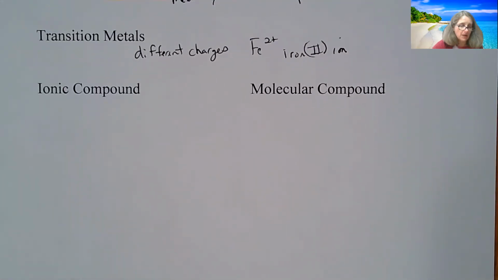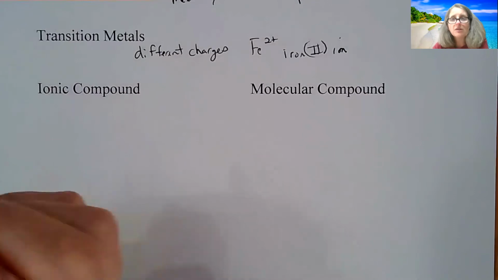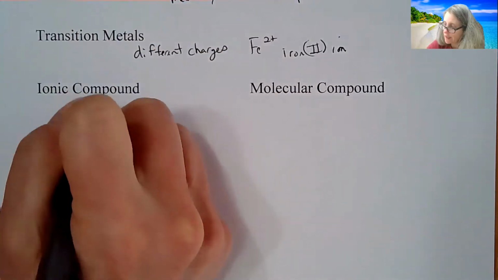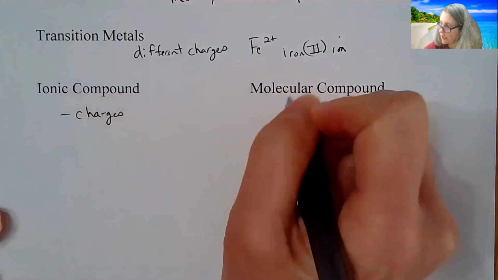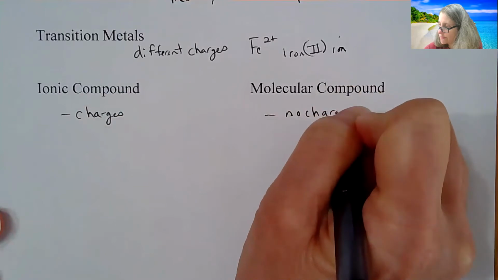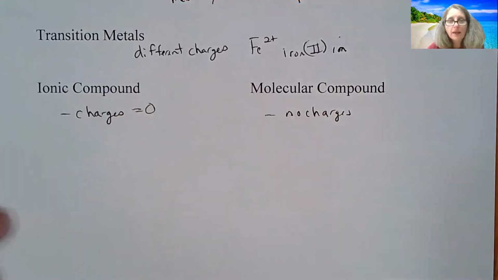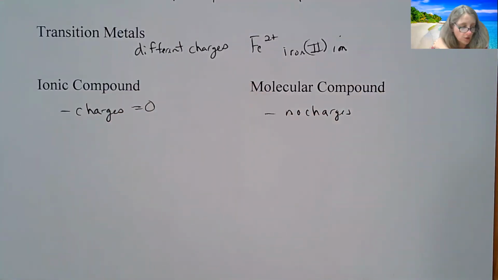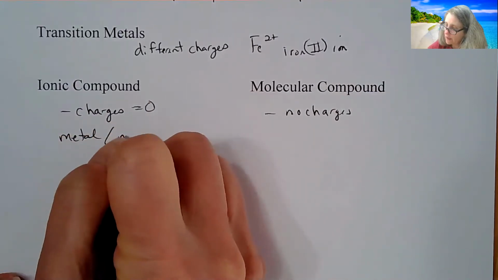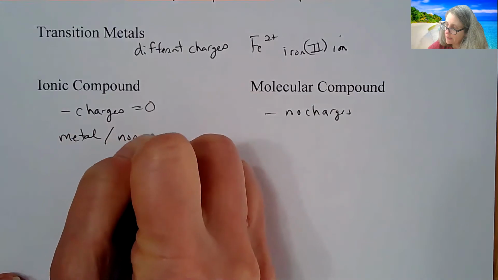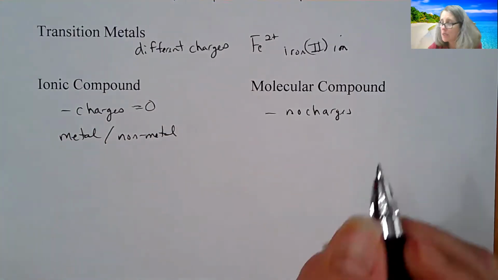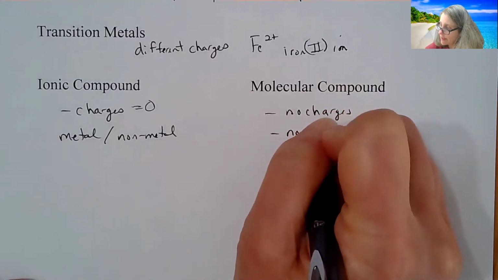So on the bottom here, I have ionic compounds compared to molecular compounds. What's the difference between the two? Ionic compounds have charges, while molecular compounds have no charges. And if you remember, to make an ionic compound, I have to get those charges equal to 0. Ionic compounds are a combination of metal and non-metal, so something from the left-hand side of the periodic table versus something from the right. Molecular compounds are only non-metals.